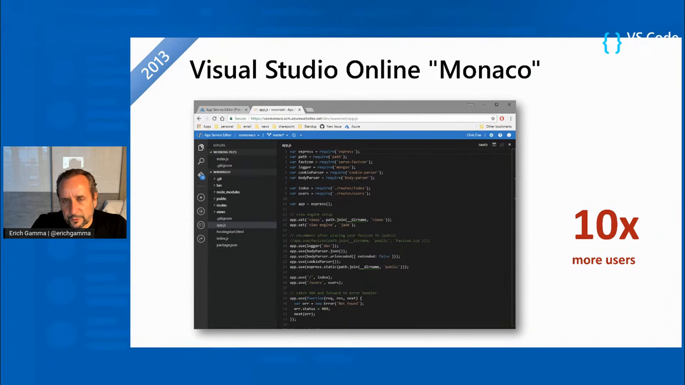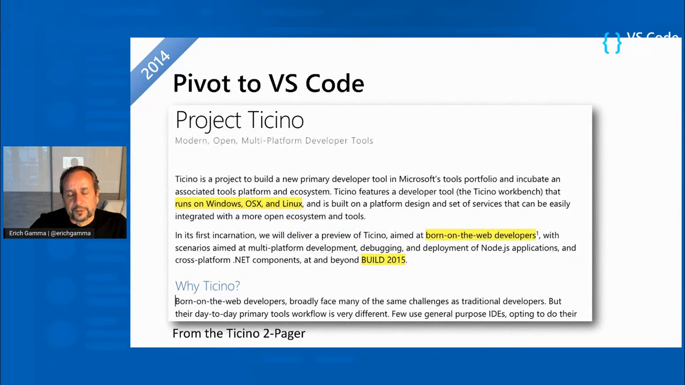Okay, so that was Visual Studio Online Monaco, and now we had to decide. We want to get to more users, right? What do we do? Do we continue pushing, or do we pivot? And the good thing is, at that time, Microsoft changed fundamentally. Microsoft as a company moved from run everything on Windows to a cross-platform company. Even Azure, not surprising, right? And also, Microsoft wants to be more open and be attractive to many developers, embracing open source, embracing open standards.